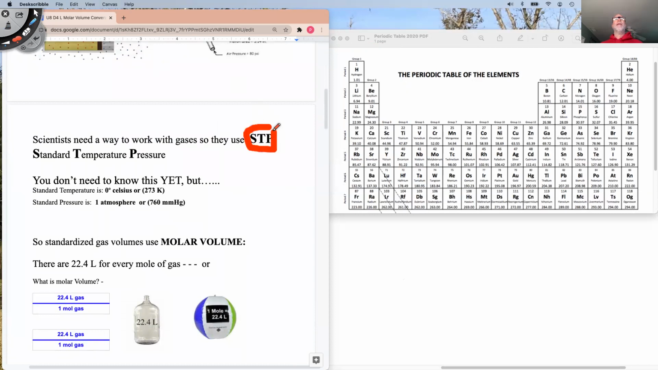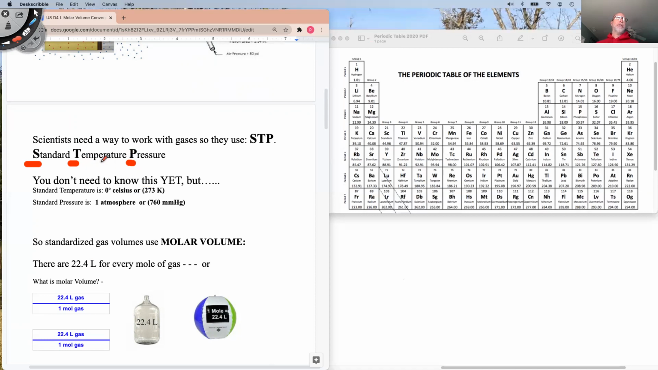STP. The S stands for standard, the T stands for temperature, and the P stands for pressure. So standard means everyone in the world is going to use this same system, and the standard is going to be the temperature and pressure, because both temperature and pressure affect gases. We don't need to know this information, but I'm going to share it with you.